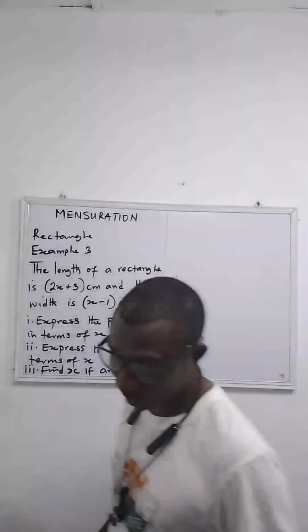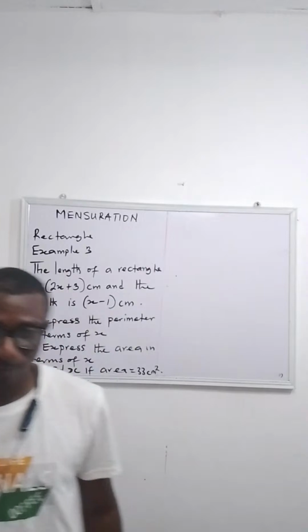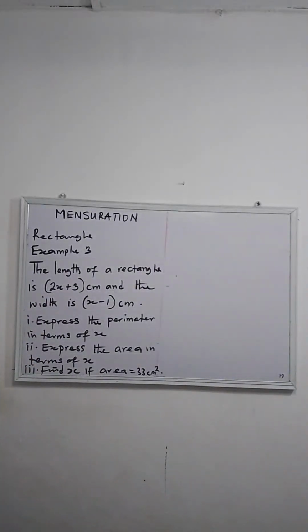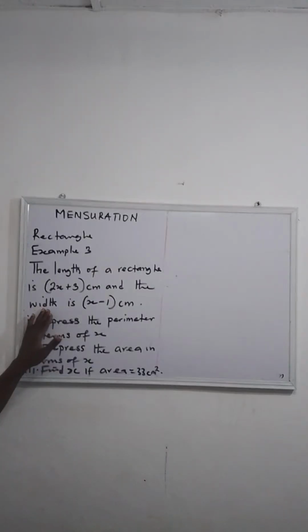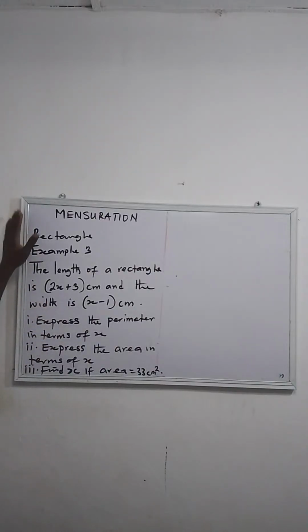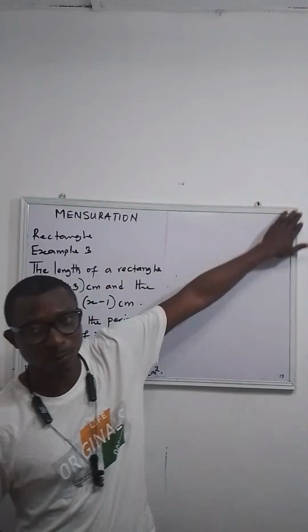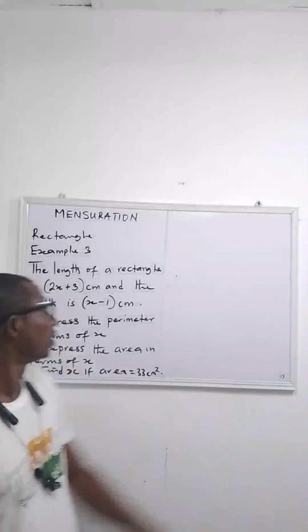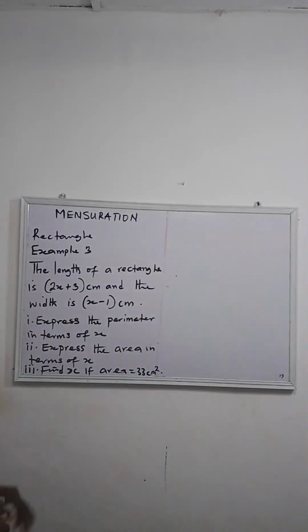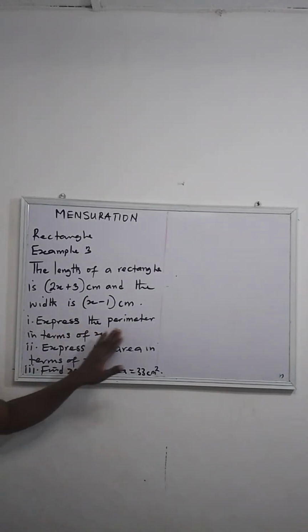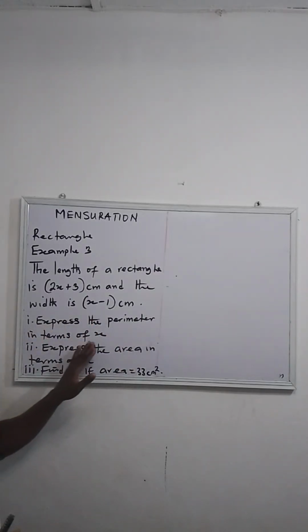All right. Okay, so can we see the problem here now? The length of a rectangle is 2x plus 3 centimeters, and the width is x minus 1 centimeters. So the width is also the same thing as the breadth. Okay. All right. So look at this board now. This is the length, and this is the width, or you say the breadth. Okay. So now the question is, express the perimeter in terms of x.